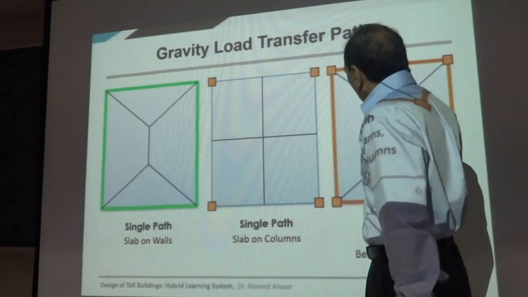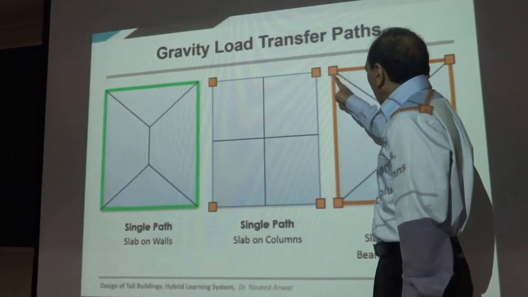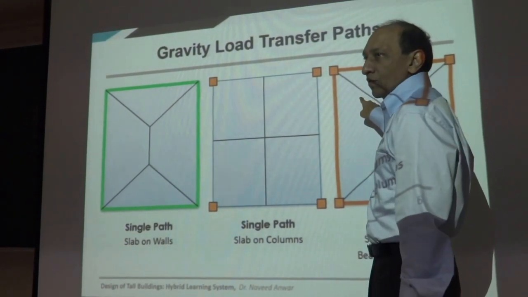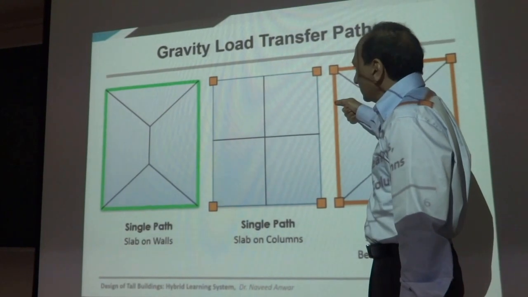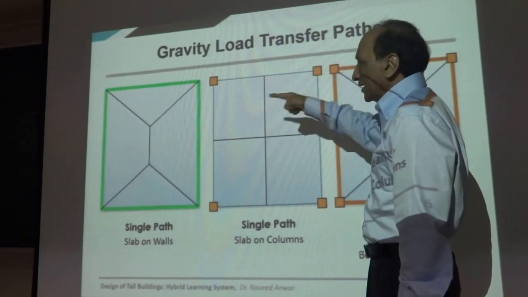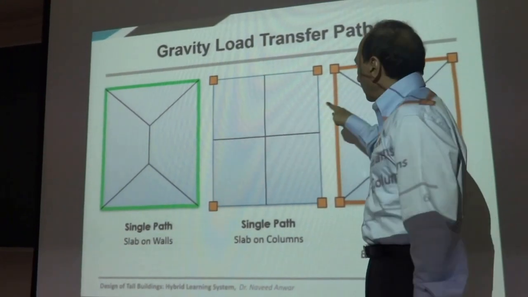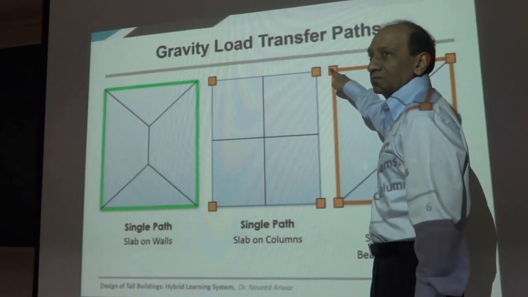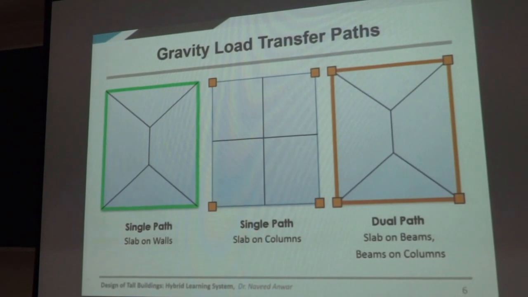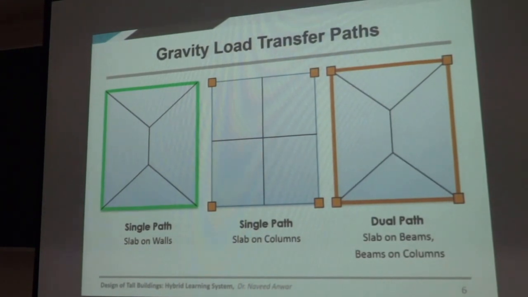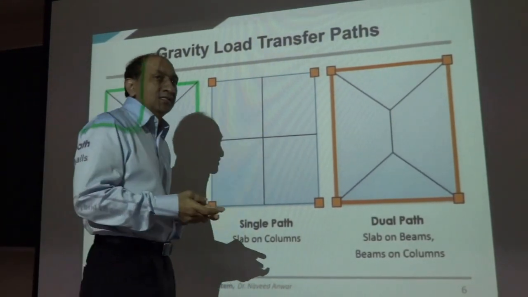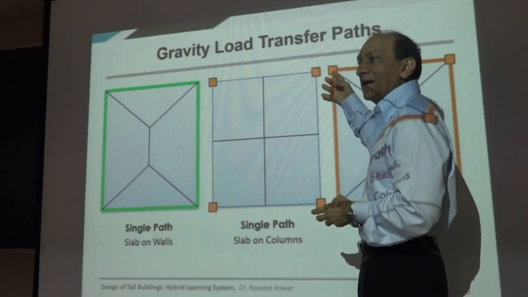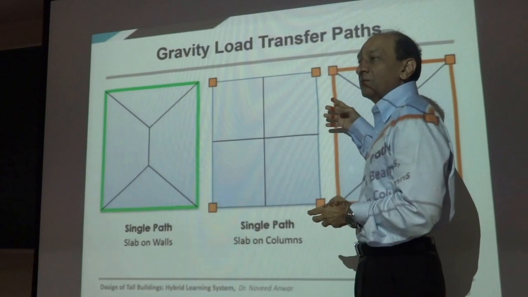Will this load go here and here, or if this is a load here, what will that load do? Will it go this way and here as the green line, or will it go directly to that column from here? This is not an easy question because it will depend on the relative stiffness of the slab and the beam, and that's how the loads will finally be transferred.